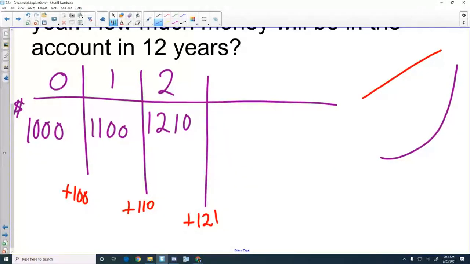All right, but if I asked you this, how much is in the account for 12 years? Do you think you could figure it out by doing it by hand like this, making a table? Could you do that 12 times, adding 10% every time? Are we all capable of doing that? Yeah, we are. Do you want to do it that way? Or do you want to find the quick and easy, fun mathematical formula shortcut way? Yeah, you want to use math, don't you?